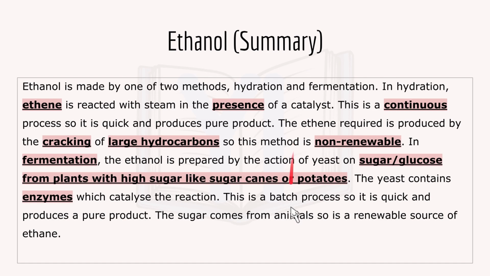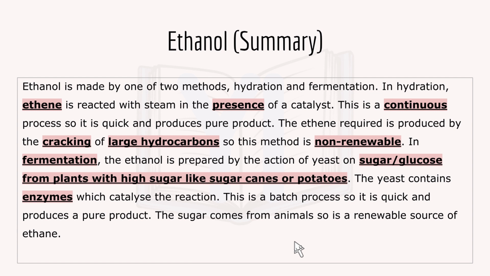summary. Ethanol is made by one of two methods, hydration or fermentation. In hydration, ethene is reacted with steam in the presence of a catalyst, and this is a continuous process, so it is quick and produces pure product. And the ethene required is produced by cracking of large hydrocarbons, so this method is non-renewable as it requires crude oil.